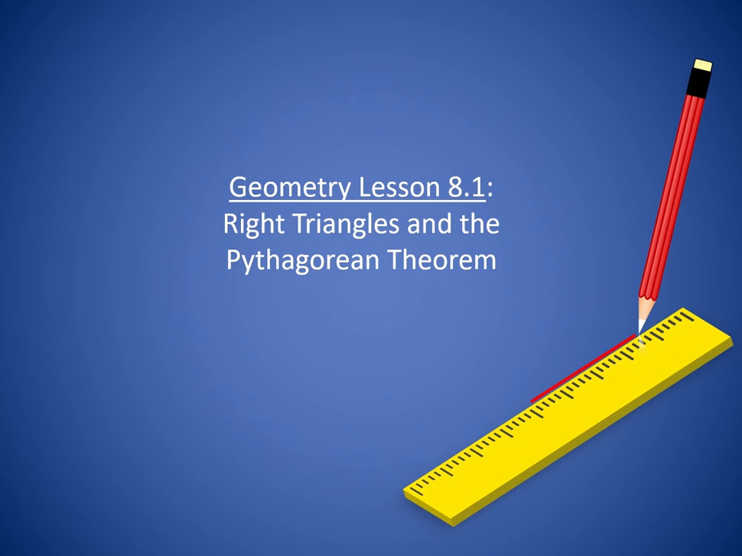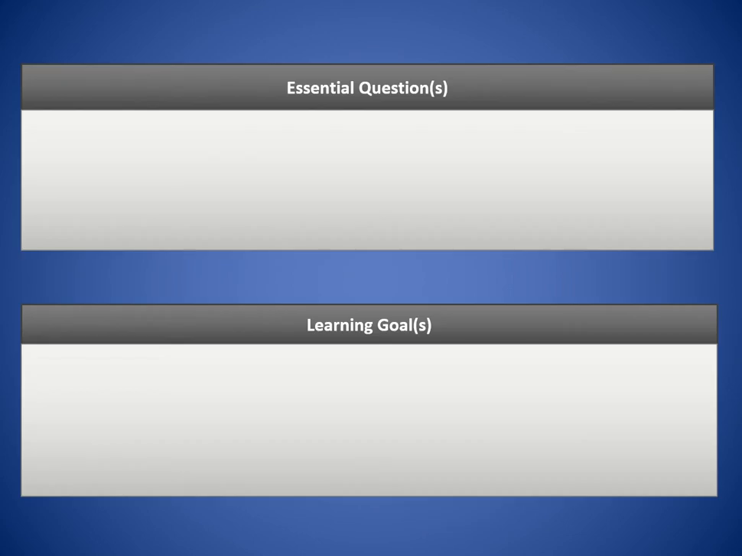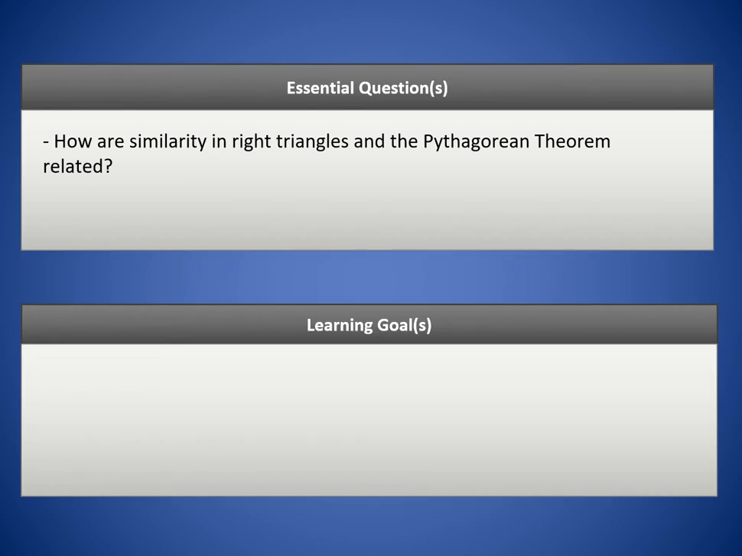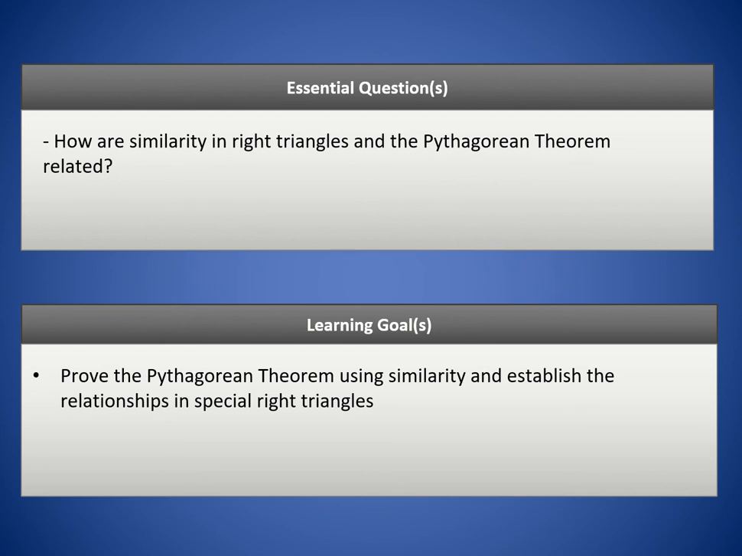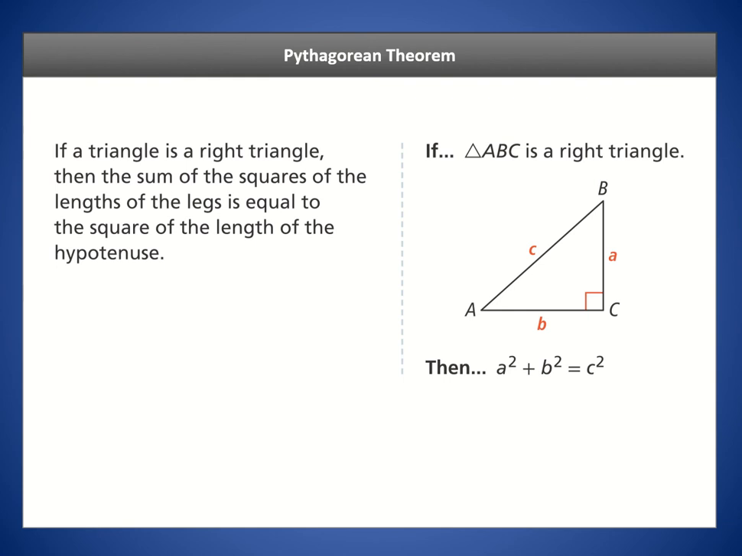We're going to talk about right triangles and the Pythagorean Theorem. So our essential question today is, how are similarity and right triangles and the Pythagorean Theorem related? And our learning goal is to be able to prove the Pythagorean Theorem using similarity and establish the relationships in special right triangles. So first thing we're going to talk about is the Pythagorean Theorem.